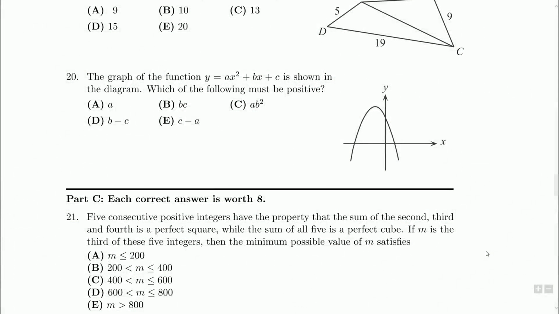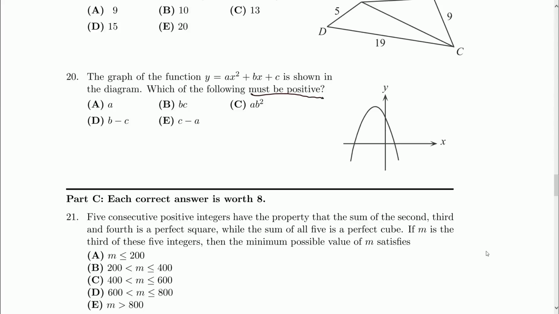We're looking at question 20 in this video from the 2007 Fermat paper. The graph of the function y equals ax squared plus bx plus c is shown in the diagram. Which of the following must be positive? Ooh, it must be positive. So this is an interesting little theory question.